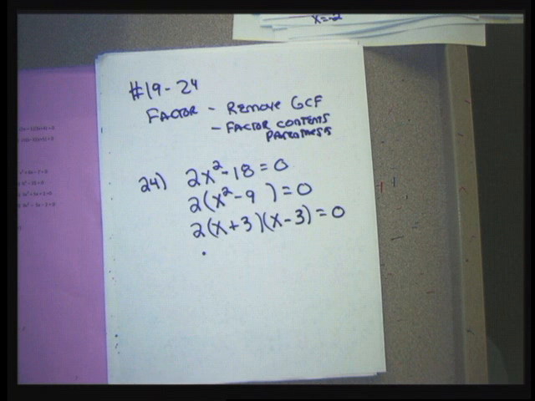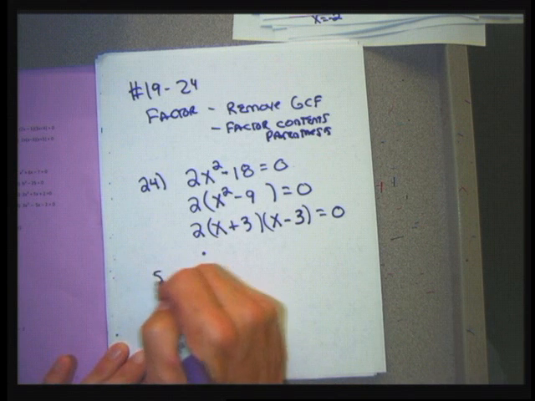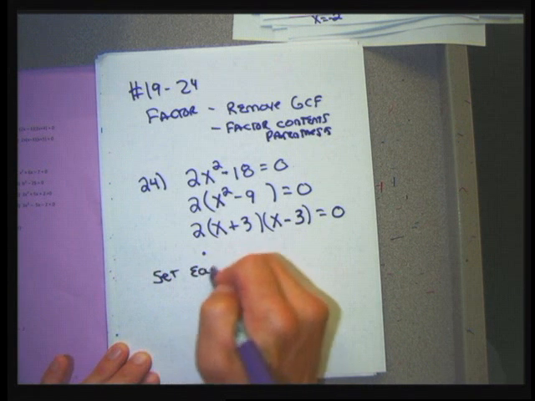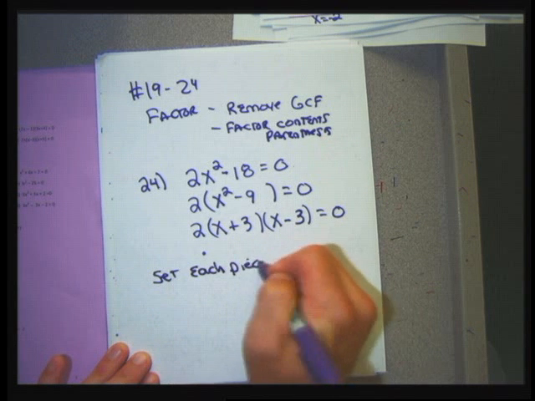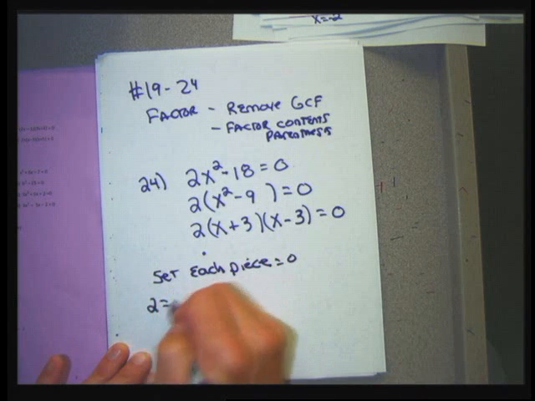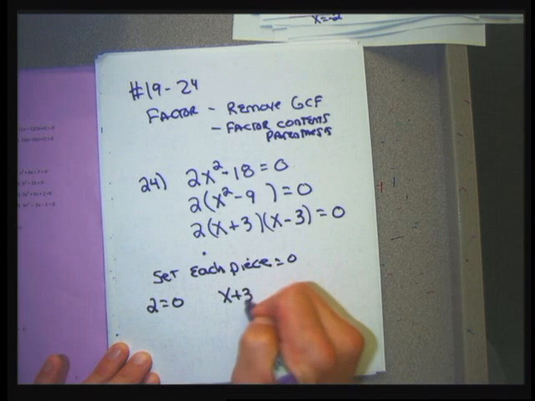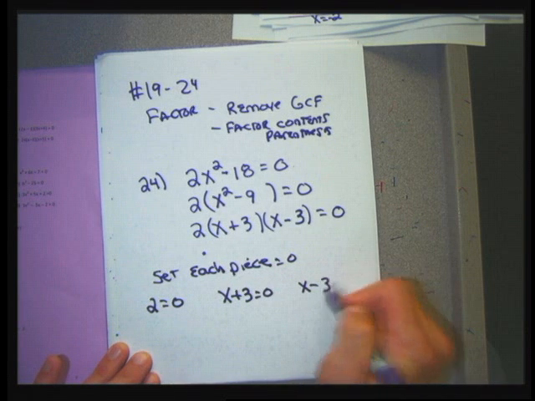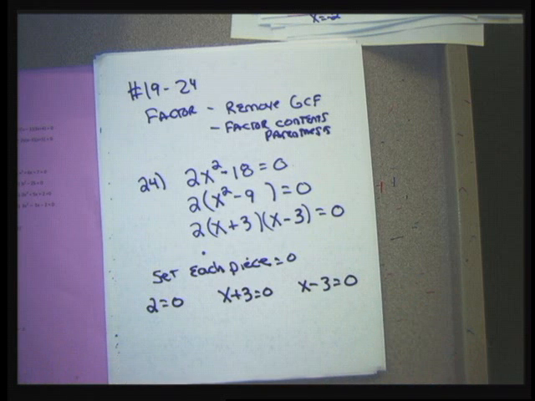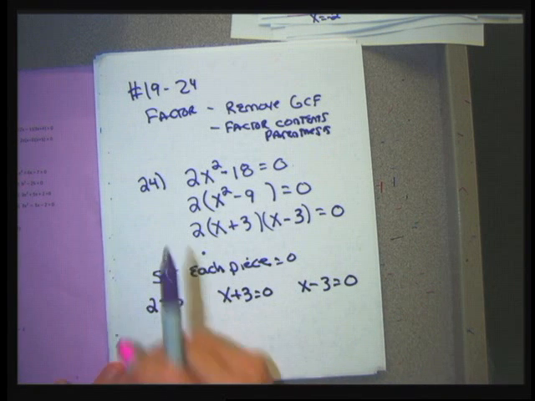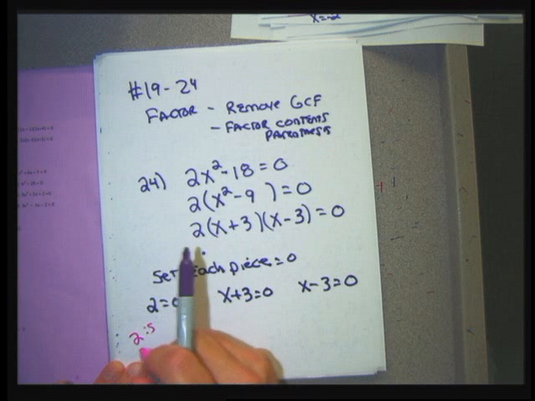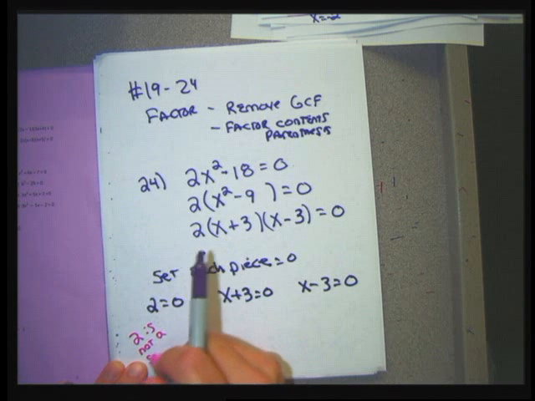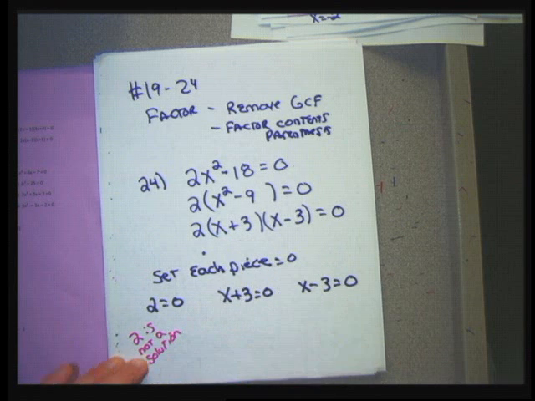So I removed the GCF, I factored the contents of the parentheses, and now I'm going to set each piece equal to 0 without the parentheses. So I'll go 2 equal to 0, x plus 3 equal to 0, x minus 3 equal to 0. Only factors with x's give a solution. So 2 is not going to be a solution because the factor doesn't have an x. If I try to put 2 back into the original problem, it won't check. Only factors that have x's give solutions that check.